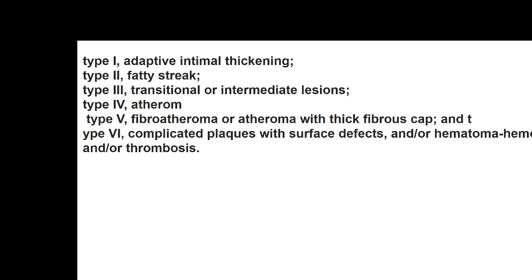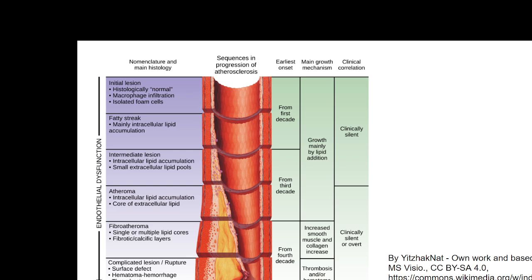Now, depending upon the stage in which you have seen and the types, they are categorized into 6 types. Atherosclerosis is categorized into 6 types, like adaptive intimal thickening, the initial stage. Type 2 is fatty streaks. Type 3 is transitional or intermediate lesions. Type 4 is atheroma. Type 5 is fibroatheroma, where fibrous changes occur. And type 6 is complicated plaques with surface defects, where there could be hematoma or so on.